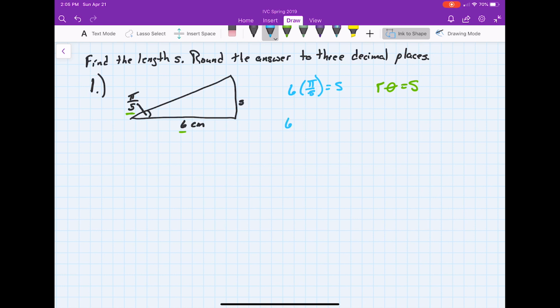So we just put this into a calculator. 6 pi divided by 5 will give us s. I'll plug that in a calculator really quick. And I get s is equal to 3.770 centimeters, because it asks for 3 decimal places, so I'll just give that. And there you go. There's our first question. Pretty easy. So we'll move on to number 2.